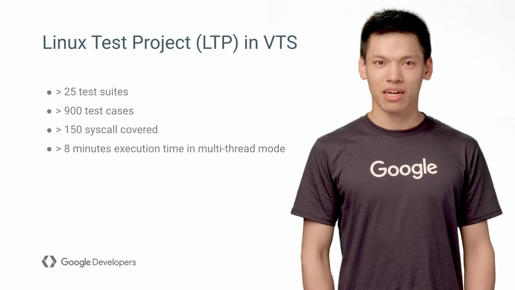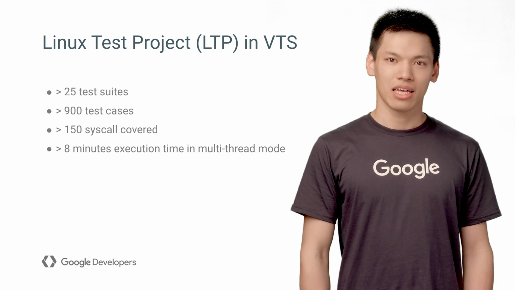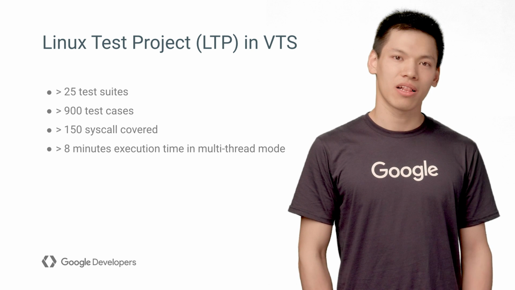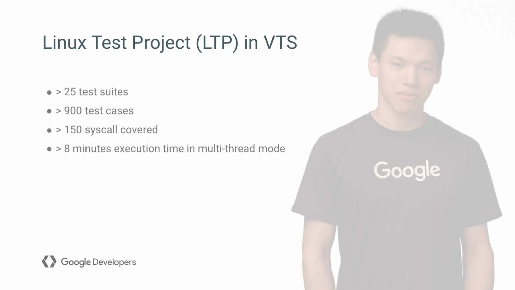LTP tests help cover more than 150 system calls in Android Common Kernel, and when running it in parallel, tests would finish in about 8 minutes on a Pixel phone.